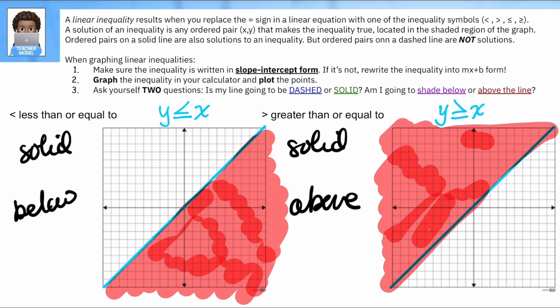So that's all you're looking for in this problem. You're looking for, first, is my inequality symbol underlined? Because that's going to tell you if it's solid or dashed. And then is y less than or greater than? So am I going below or above?